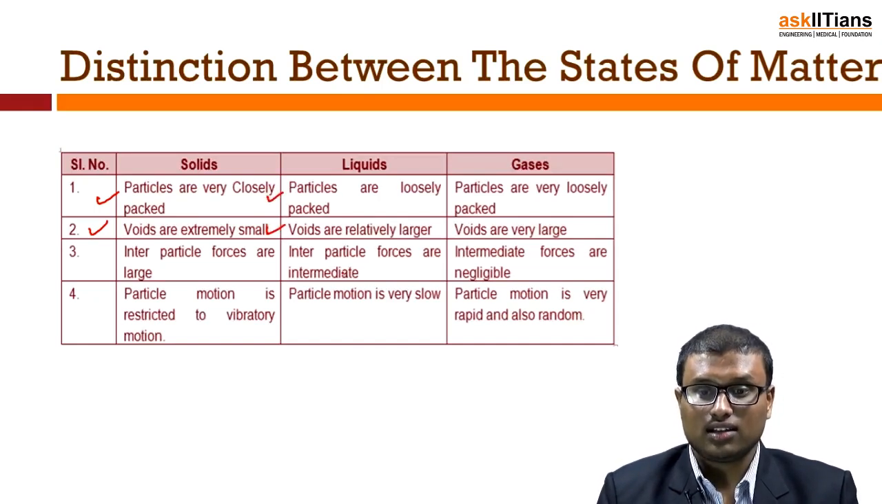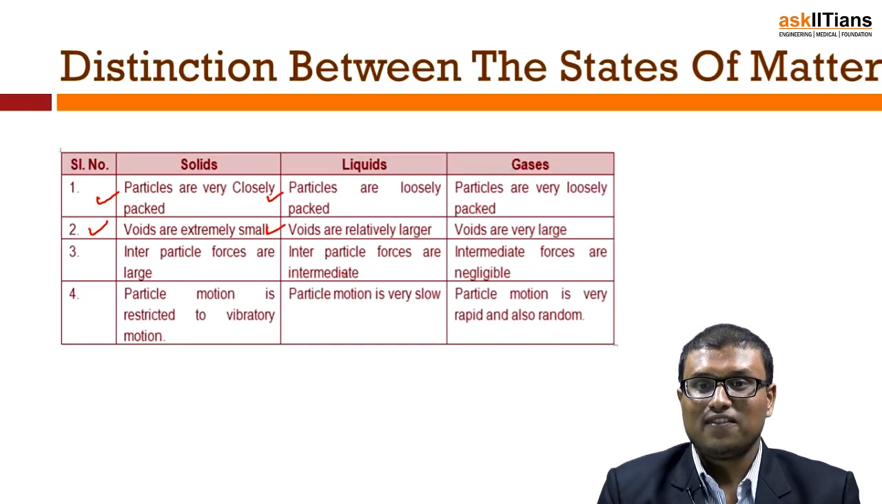Next, what happens to gases? Gases, right? They are very loosely packed. You can see that air, which is an example of a gas, right? All the particles are loosely packed. The intermolecular distance between these molecules is very large. So what is happening? Even then you can find voids, and my voids are very large.